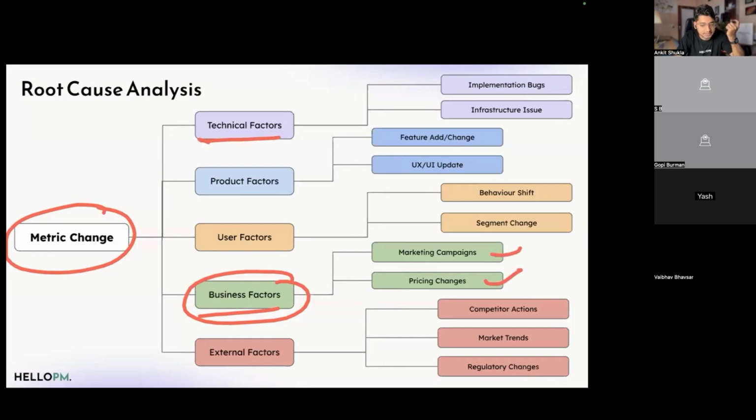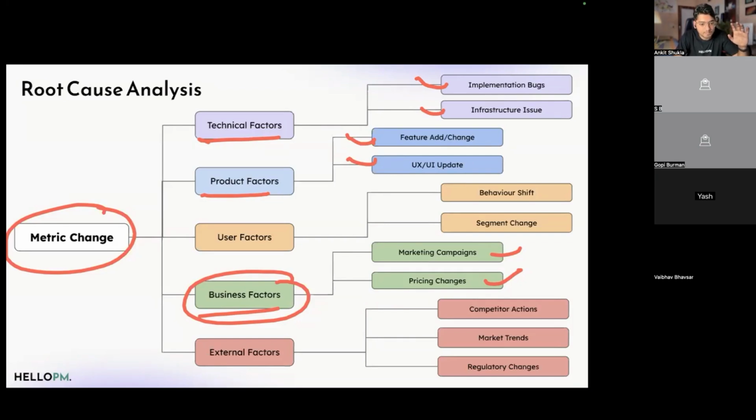There could be technical factors, whether the implementation is done correctly or not, whether it's an infrastructure issue, whether your analytics tools are working correctly or not. Okay. There could be product factors. Have you added something? Have you changed something? Is there an update in UX or UI? Okay. And understand, guys, you cannot ask the interviewer whether you have changed something in this particular time. You have to understand what they could have changed.